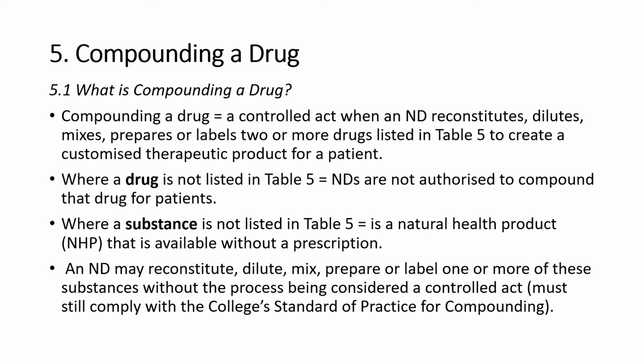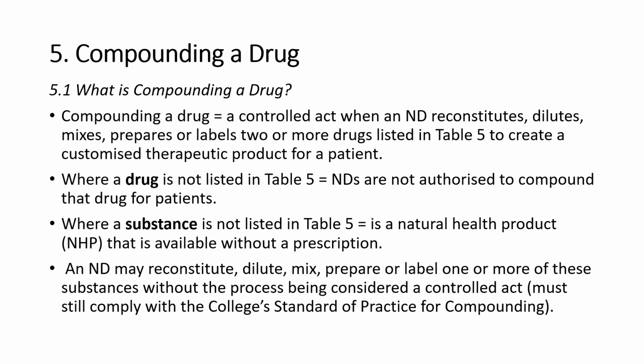Compounding a drug. What is compounding a drug? Compounding a drug is a controlled act when an ND reconstitutes, dilutes, mixes, prepares, or labels 2 or more drugs listed in Table 5 of the General Regulation to create a customized therapeutic product for the patient. Where a drug is not listed in Table 5 to the regulation, example Ativan, it is because NDs are not authorized to compound that drug for patients.